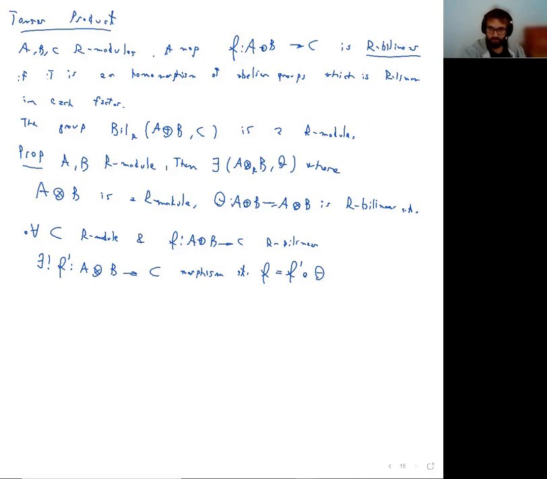So maybe observe that this is the same as saying that the set of bilinear maps from A plus B into C is isomorphic to the homomorphisms from A tensor B into C. This is the same because the map is unique, and the other direction is obvious. And furthermore, A tensor B, theta is unique up to isomorphism.